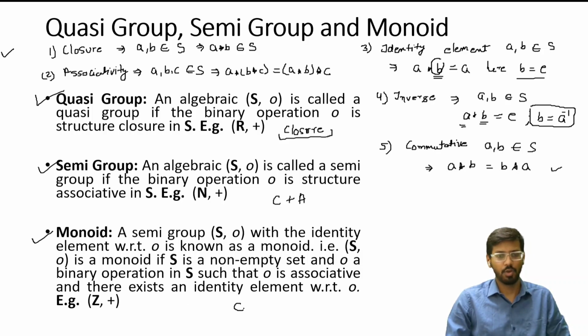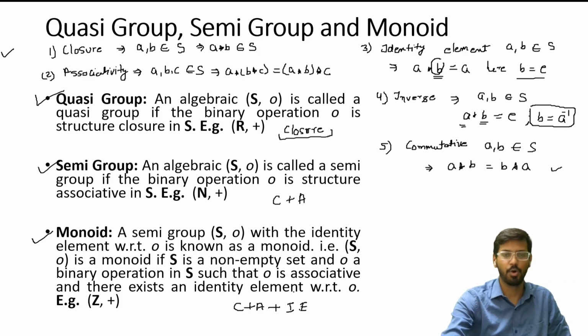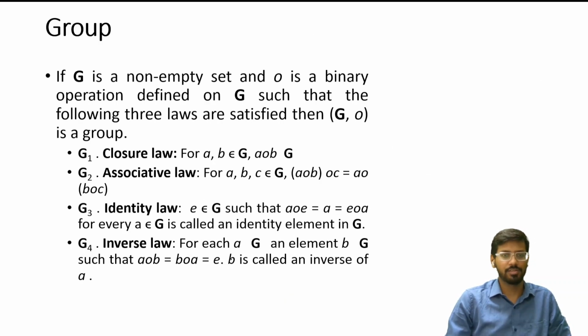If closure, associativity, and identity element, these three properties are satisfied in a set, then we will call it a monoid. Now the fourth is group. When all four properties, that is closure, associativity, identity element, and inverse, are satisfied in a set, then we will call it a group.